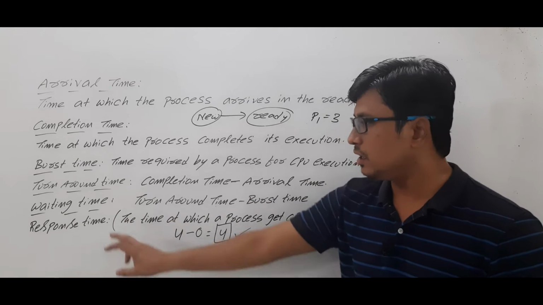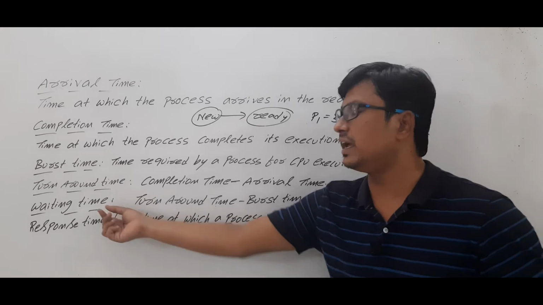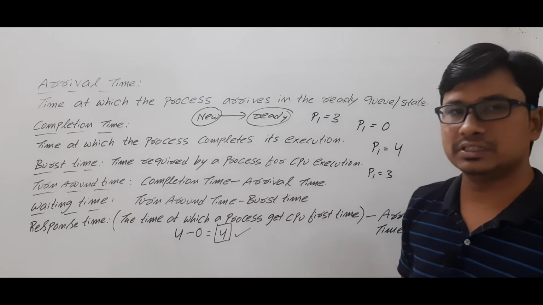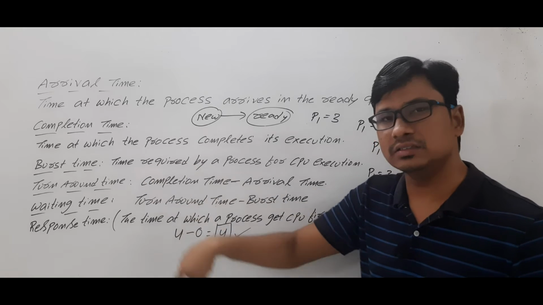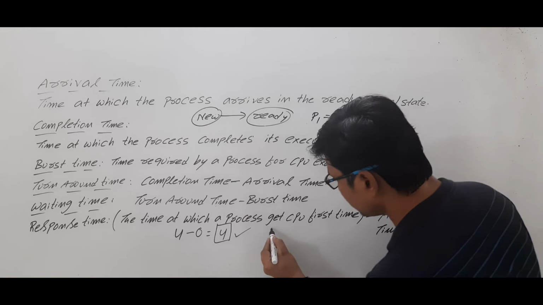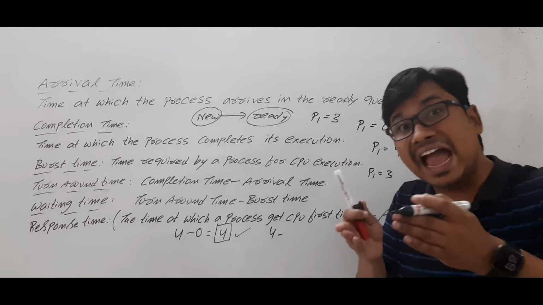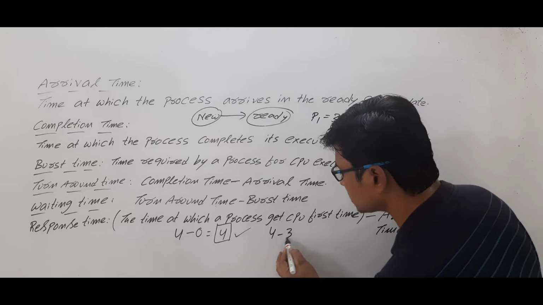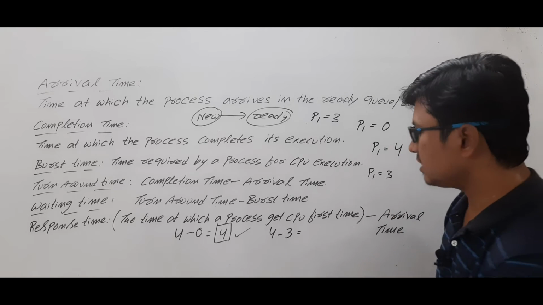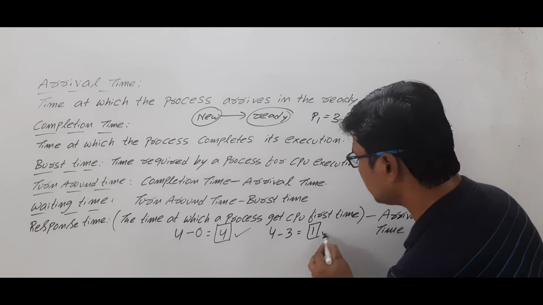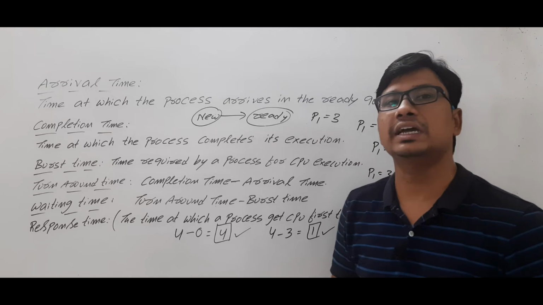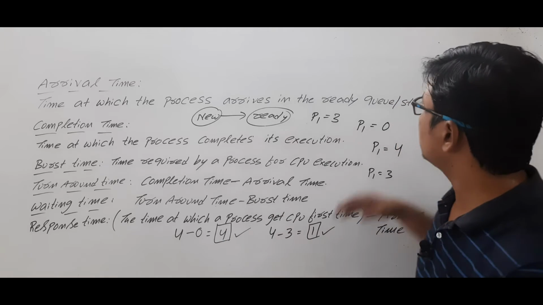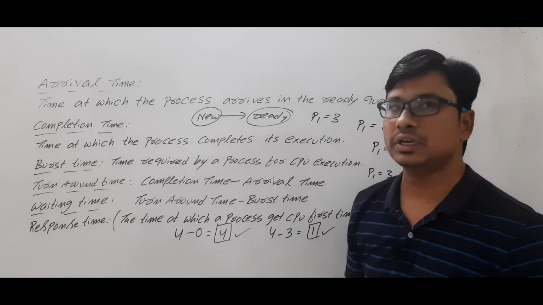Now look here. How much time it has waited is defined as the waiting time. So it is nothing but turnaround time minus burst time. How much time has it spent inside the process state diagram? 4 units. What is its burst time? What is its actual time? 3 units is the required CPU time to complete its task. Then 4 minus 3 is 1 unit. It has waited for 1 unit of time to get to the running state. So this is the way we can define the turnaround time and waiting time.